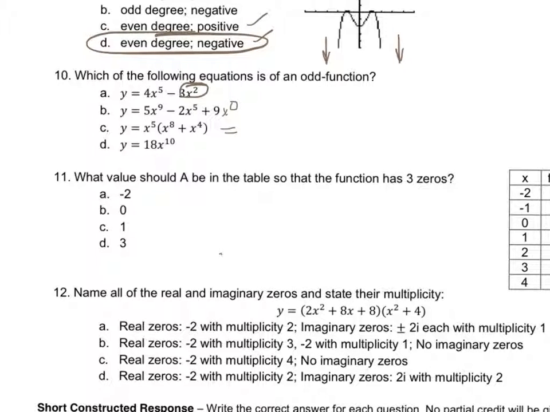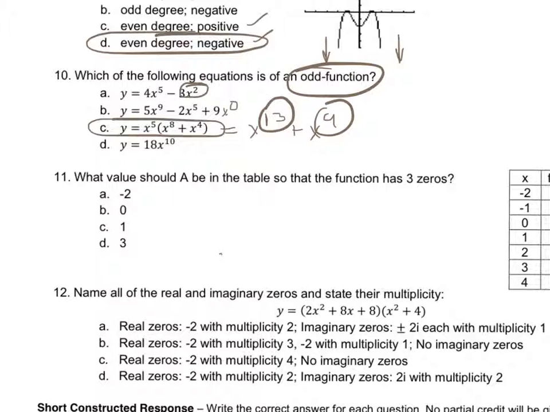C, if we distribute that, the rule is to add exponents. That's x to the, not 15th, but 13th. Plus x to the 9th. 13 and 9, both odd. So this is an odd function. So choose C.